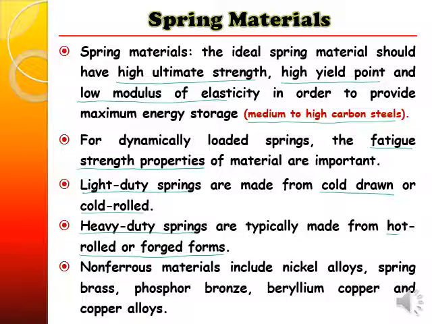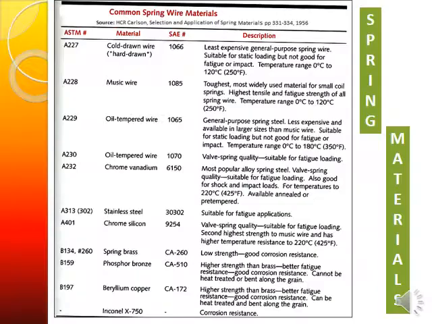There are other spring materials. You can see over here that the materials of which the spring wires are made are ferrous and non-ferrous. Ferrous, you know, is iron based. While the non-ferrous materials will have the nickel alloys, the spring brass, the phosphor bronze, beryllium copper, and copper alloys. And we'll see in the table on the next slide what we mean and how we look at these spring wires.